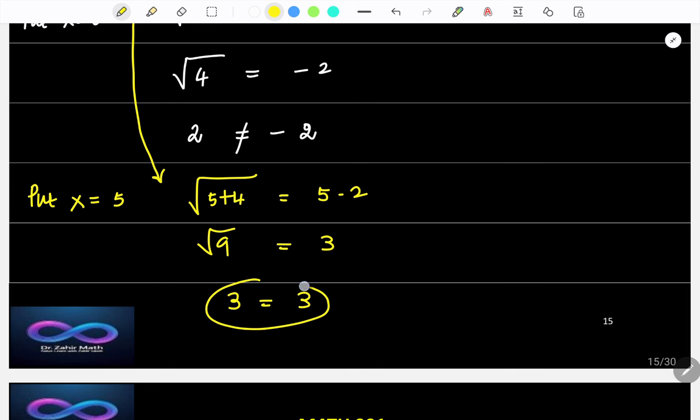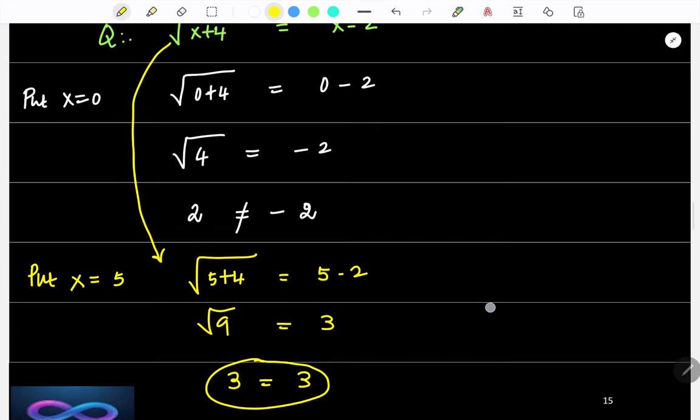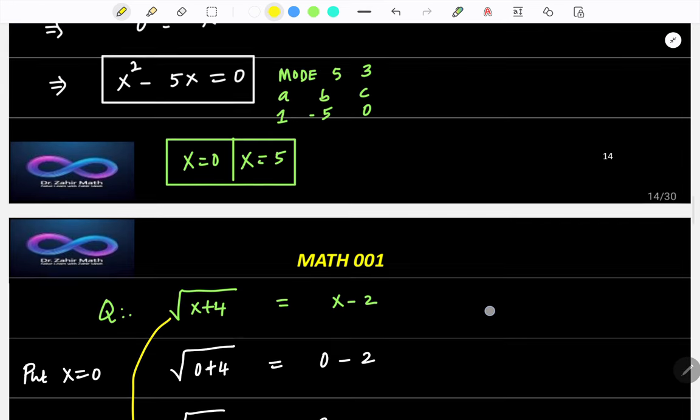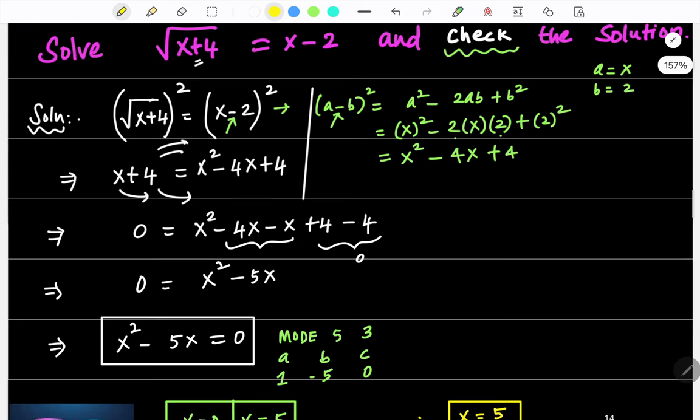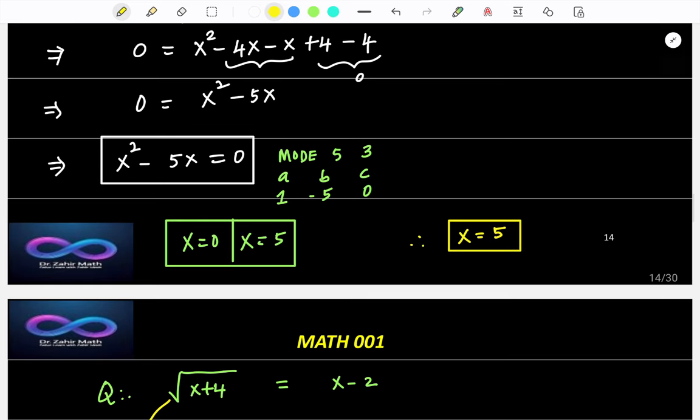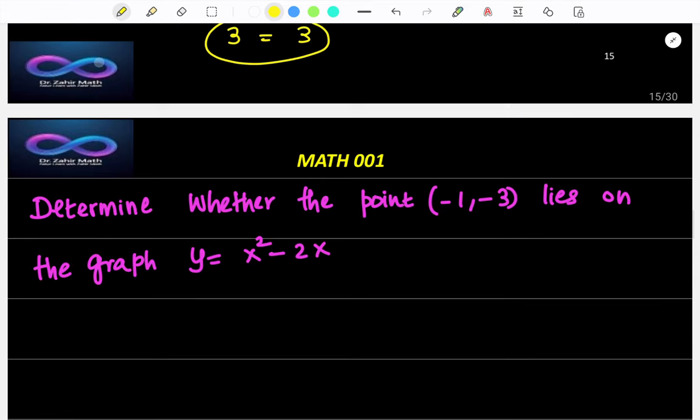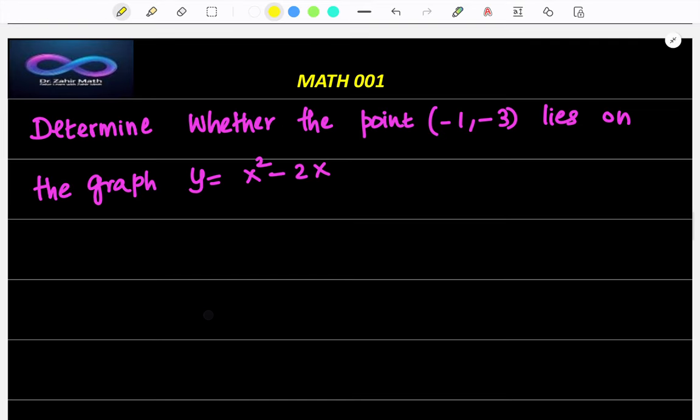So from this, there is only one solution. We call it extraneous something. Those words are not important for you. So we will take only one solution, which is x is equal to 5. Therefore, the solution is x equals 5. Clear? Right. Because check is there, I did it. Otherwise, you can write two answers. You can go to the next question. No problem. Let's go to the next question.